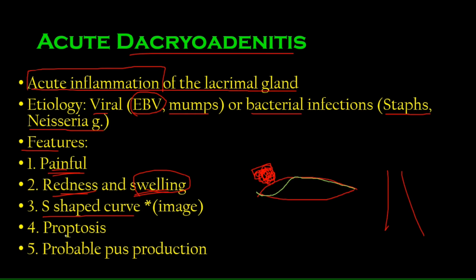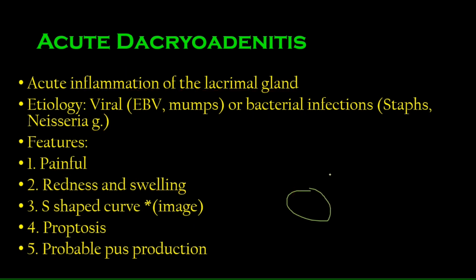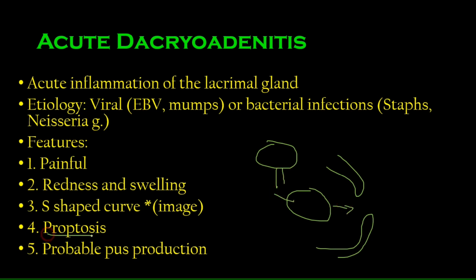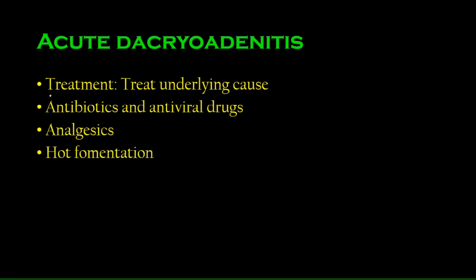One of the other symptoms is proptosis, the bulging of the eye. Of course, there's the eye, and the eyelids over here, and the gland here. If it gets big, it'll push the eyeball towards the outside, causing proptosis. And probably there'll also be pus production because, of course, it's acute inflammation. Acute inflammation features neutrophils, which will cause pus production.